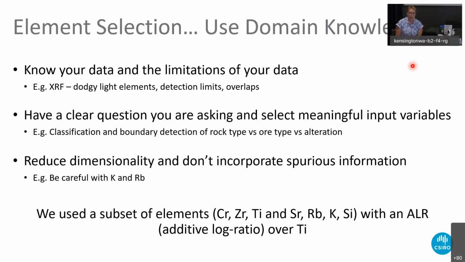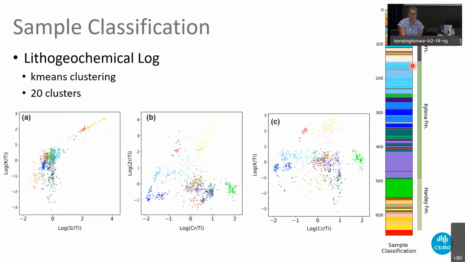And we use an additive log ratio method over titanium to work with this data. So the first thing, like June mentioned, is you do the sample classification. So we created a lithogeochemical log. We used k-means clustering for this, which has some limitations, because it assumes that all your clusters have the same number of samples. But it's a pretty standard method, and this being a case study that was published open access to show how this works, it's a useful benchmark method.